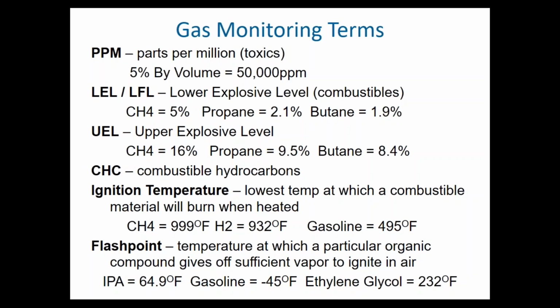Now, our most popular gas of concern, especially here in the States, is natural gas or methane, CH4. It's got a lower explosive limit of 5% by volume, which is 50,000 ppm. Comparatively, propane is 2.1 and butane is 1.9. So you can see every gas that has some type of explosion property has its own typical LEL.